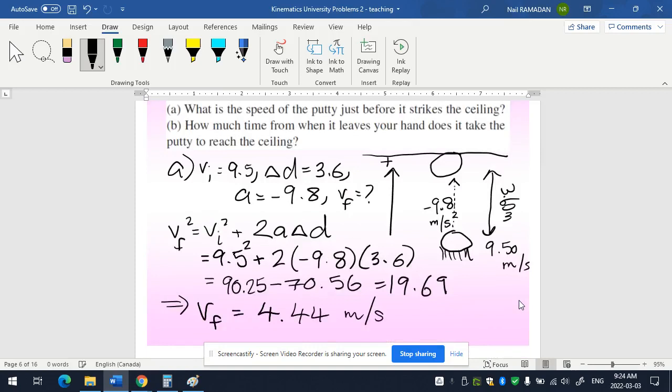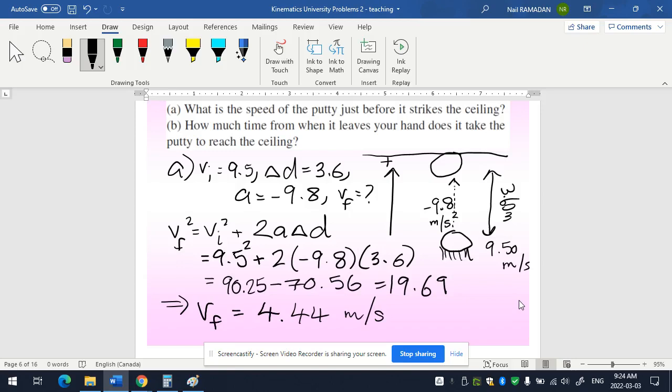meters per second. So apparently, did it come to a stop before it touched the ceiling, or did the ceiling actually stop it? The ceiling stopped it because apparently it was still in motion right at the ceiling level, going up. Okay, question B. How much time from when it leaves your hand does it take the body to reach the ceiling? Okay, redo the problem, but this time not with VF as an unknown, with delta time.